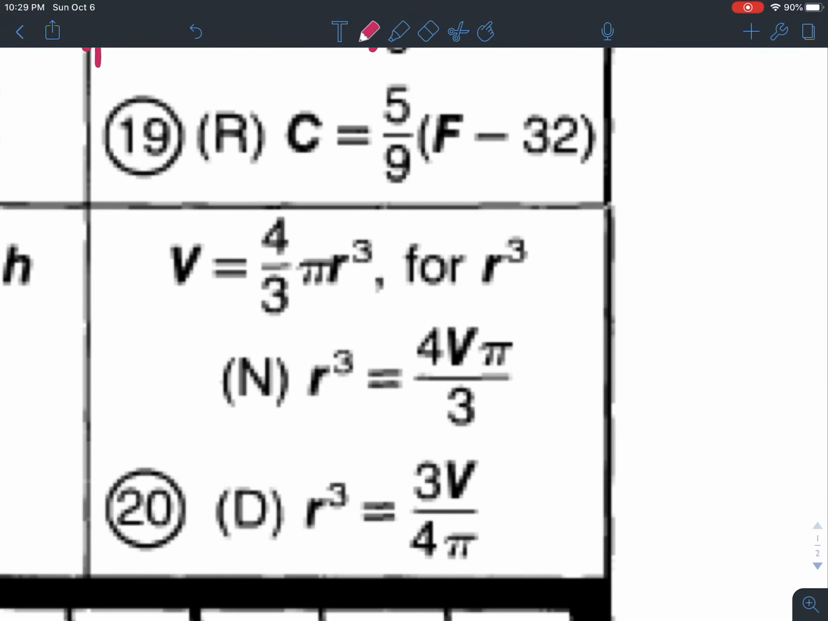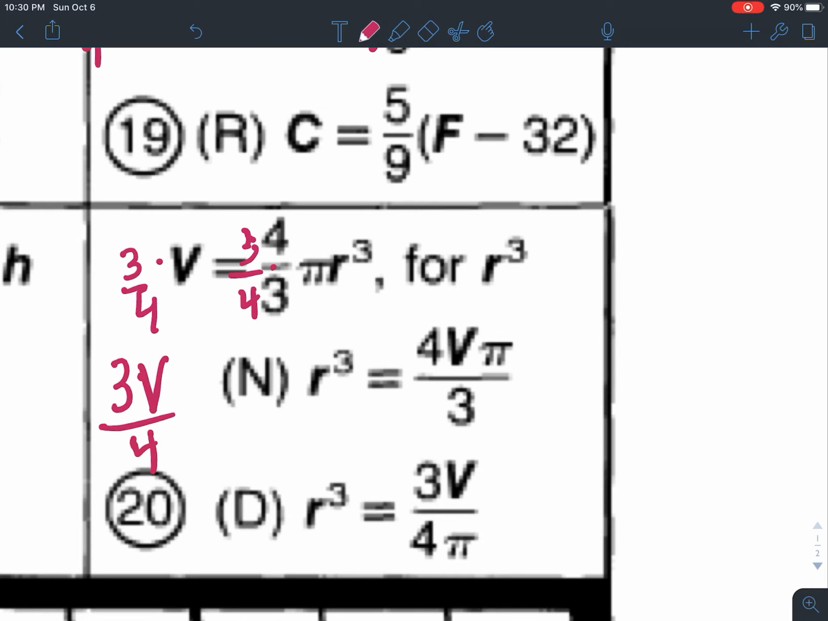All right, and for the last one, we're solving for r to the third. So the first thing we're going to do is multiply by 4. Oops. Can you tell that it's 10:30 at night? I don't even know what I'm doing anymore. Multiply by 4. 3/4 on both sides.